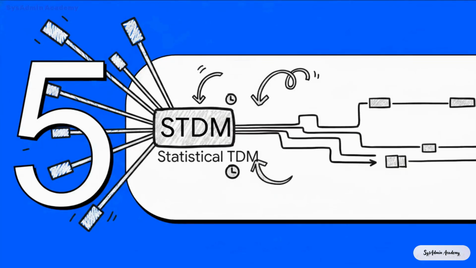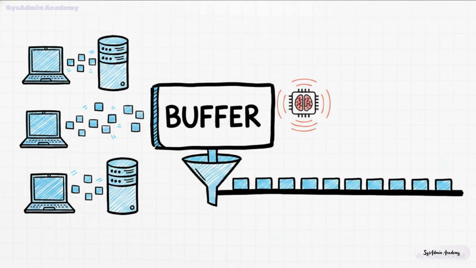Statistical TDM. So, how do we fix that inefficiency? Well, network engineers came up with a much smarter approach. Statistical TDM, or STDM, completely solves the empty slot problem of traditional TDM. Instead of rigid fixed assignments, STDM transmits data in packets.